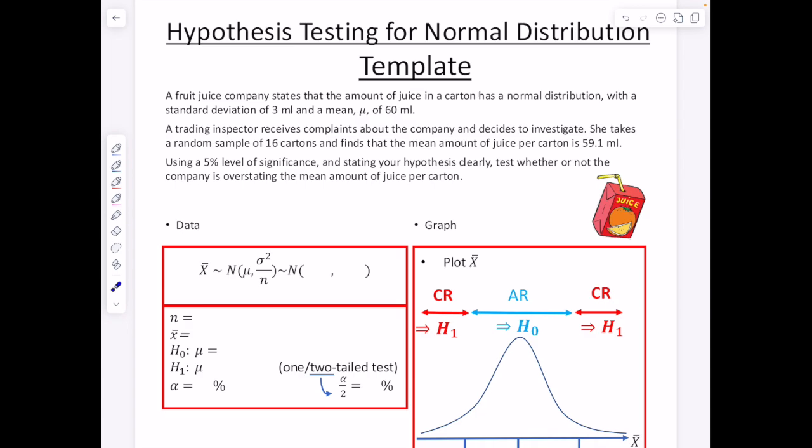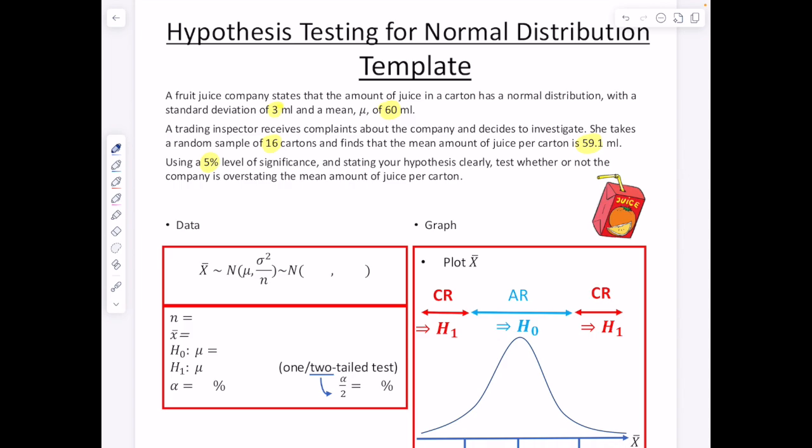Now, to help us and to stop us having to read the question time and time again, we're going to make sure we highlight all the numbers in our question. This is going to allow us to fill in the data box so that we don't have to keep rereading the question.